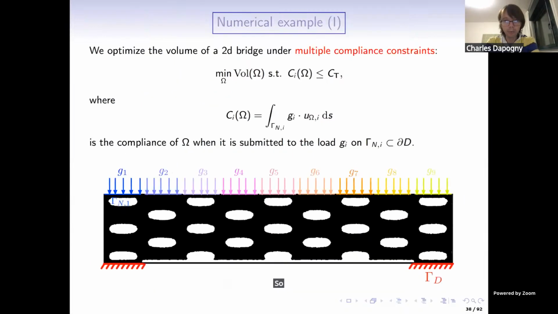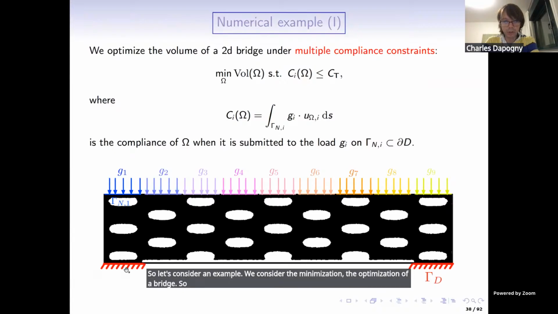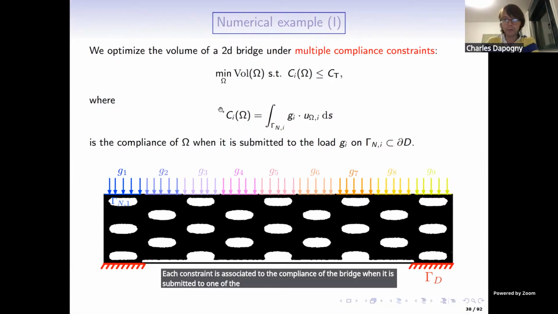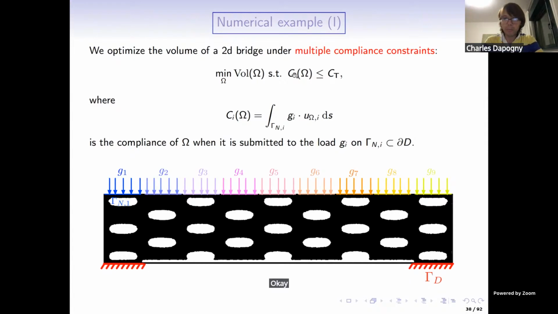So let's consider an example. We consider the optimization of a bridge. This is a 2D bridge, which is clamped on the bottom parts here, and we apply loads on the upper deck, which is here. We minimize the volume of the bridge, and we put 9 constraints. Each constraint is associated to the compliance of the bridge when it's submitted to one of the load cases. So we have a compliance constraint for the load G1 here, a compliance constraint for the load G2, and so on. We solve this problem with 9 constraints with the help of the null space algorithm.